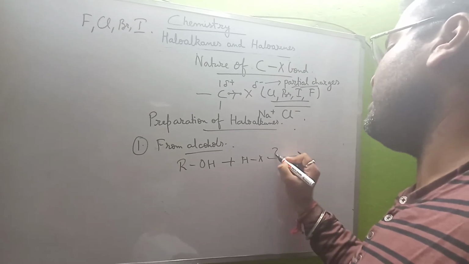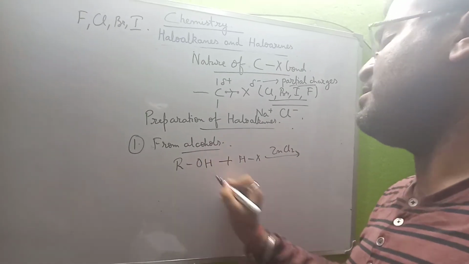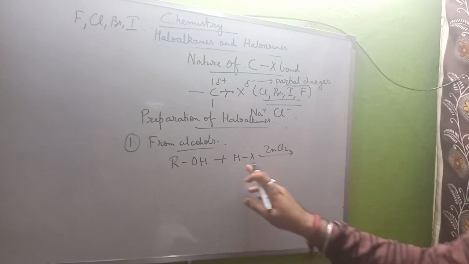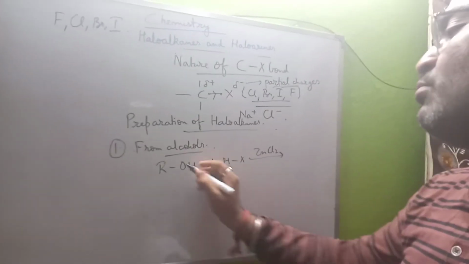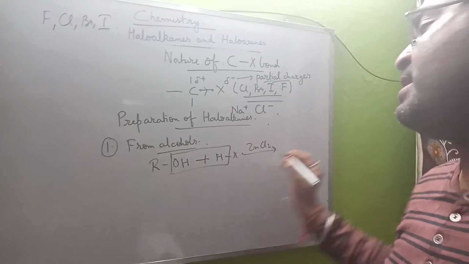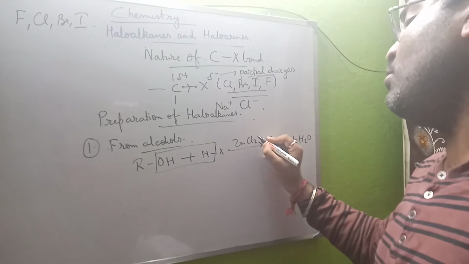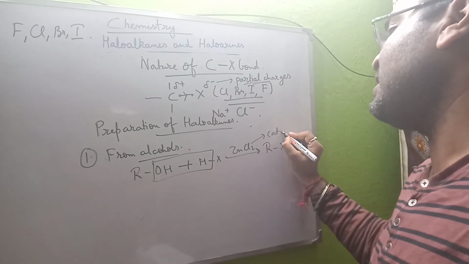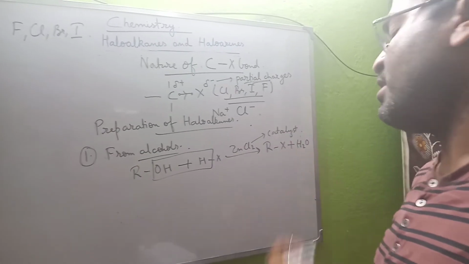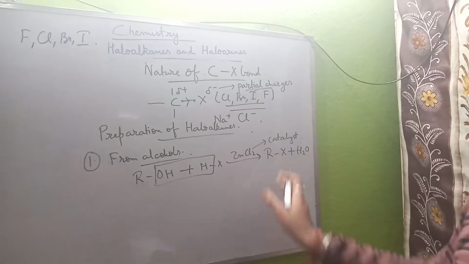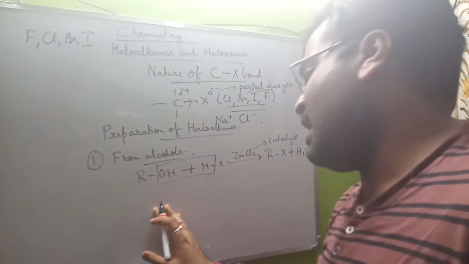How will things be done in alcohol? As we know the general formula is ROH and HX is the halogen acid. So what will it form? It will form RX plus H2O. Over here ZnCl2 acts as a catalyst. So this is how one haloalkane is formed from alcohols.